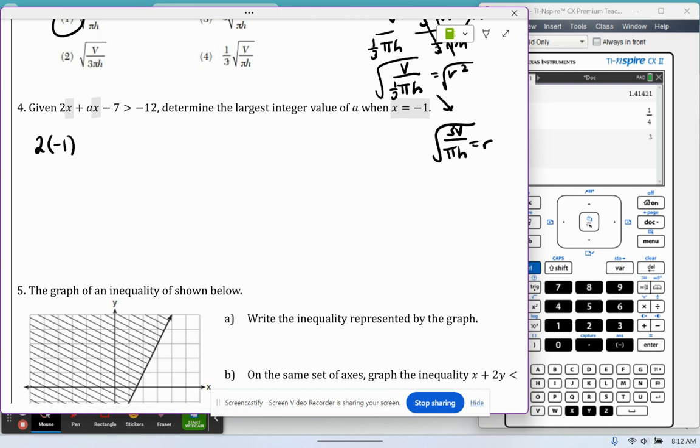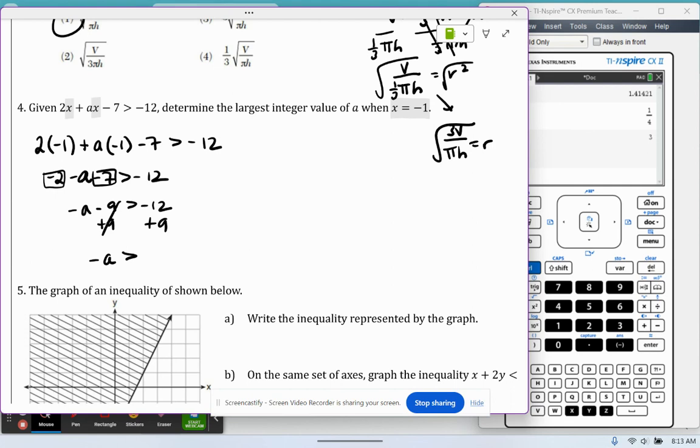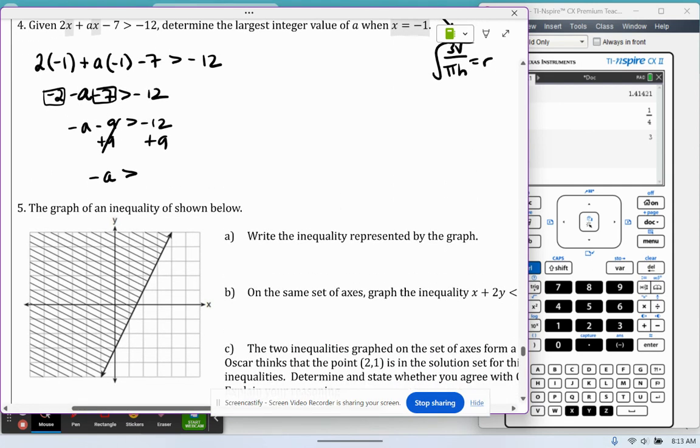2 times -1 plus a times -1 minus 7 is greater than -12. -2 minus a minus 7 is greater than -12. Let's combine our like terms. Let's add 9. I'm going to divide both sides by a negative. That means I'm going to do what with the inequality symbol? Flip it. a is less than 3.